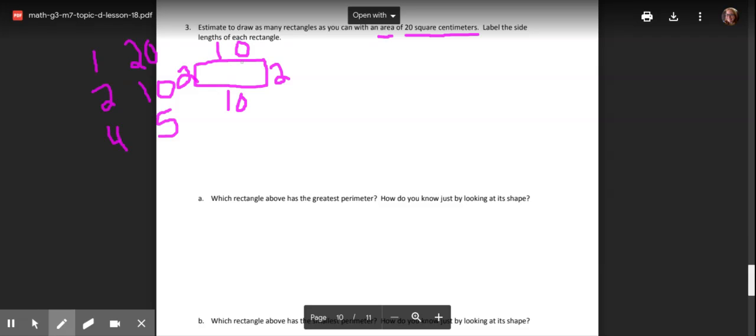A, which rectangle above has the greatest perimeter? How do you know just by looking at the shape? This answer you will explain with words, so look back at what you did for 3 to answer this question. Please pause the video.